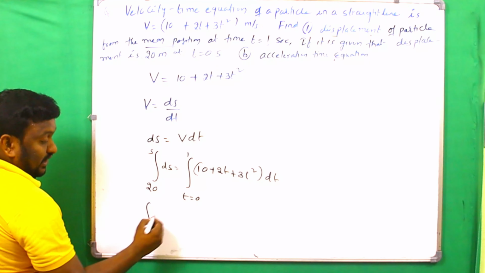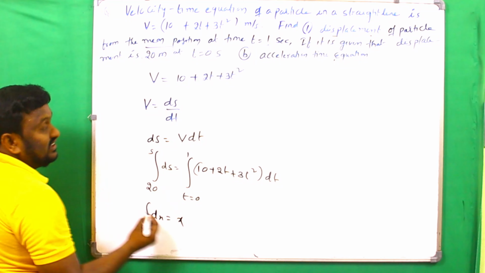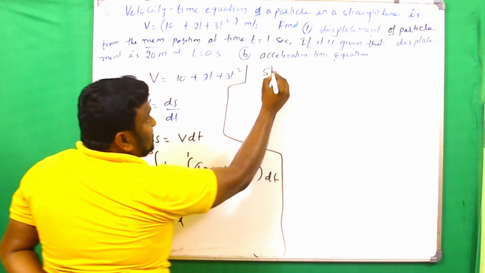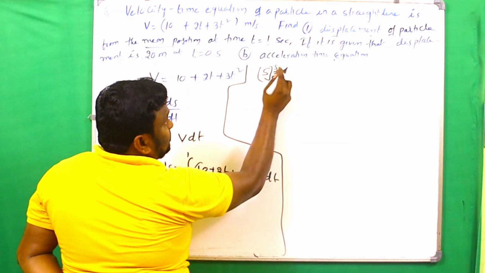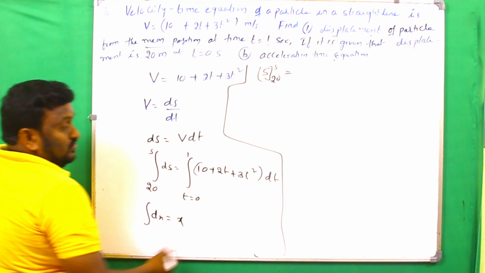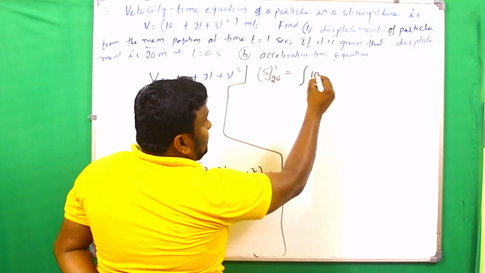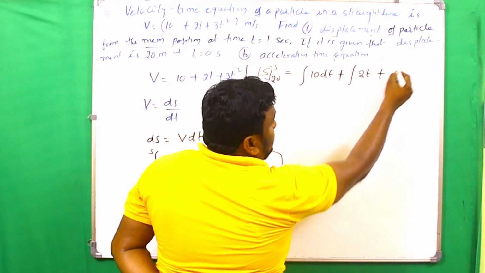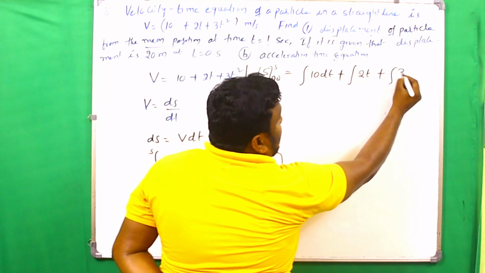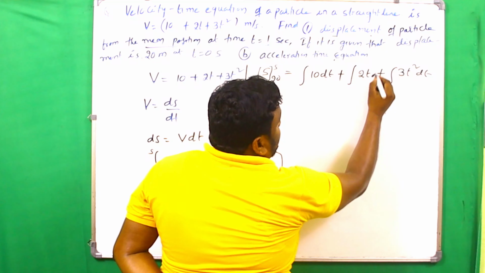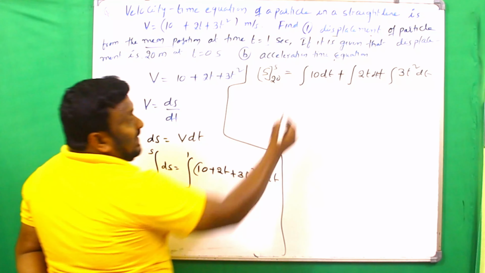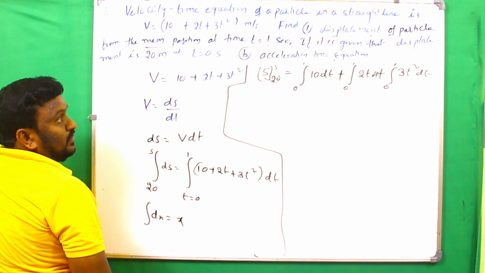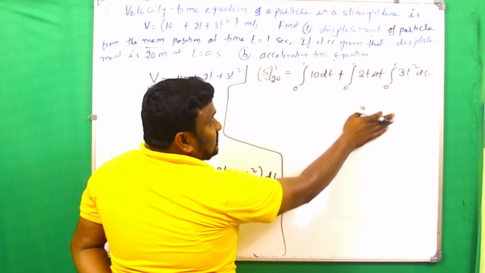Clear? Now what we know, the integral of dx is x. Like that, the integral of ds is s, with limits 20 to s. Here we have to integrate this separately: the integral of 10 dt plus the integral of 2 dt plus the integral of 3t square dt, with respect to dt, and the limits are 0 to 1, 0 to 1. Clear? So we want to find the s value.